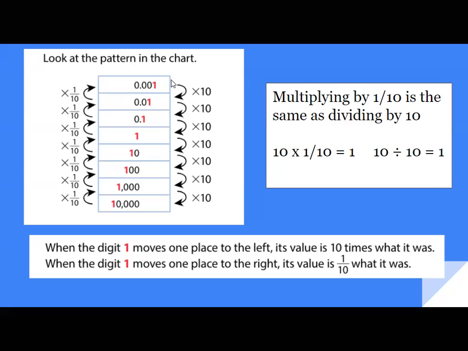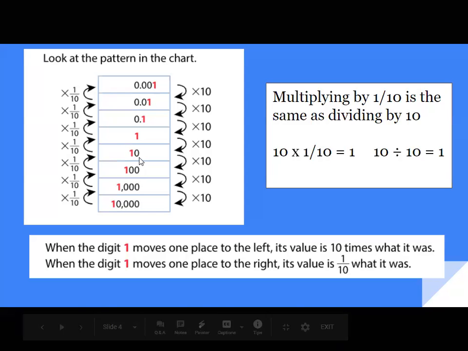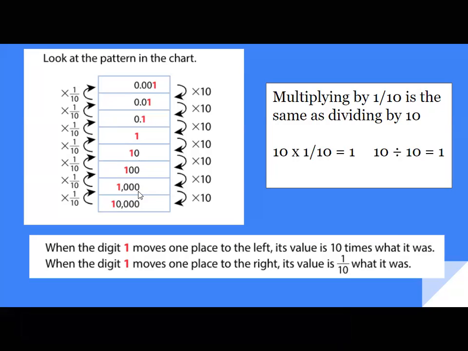So look at the pattern in the chart. Let's start with 1/1,000. If we take 1/1,000 and multiply by 10, that's going to equal 1/100. 1/100 times 10 is 1/10. 1/10 times 10 is 1. 1 times 10 is 10. 10 times 10 is 100. 100 times 10 is 1,000. And 1,000 times 10 is 10,000.